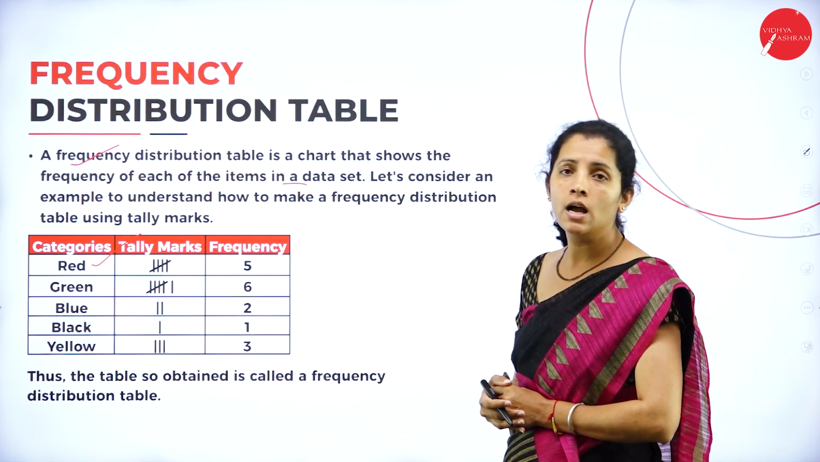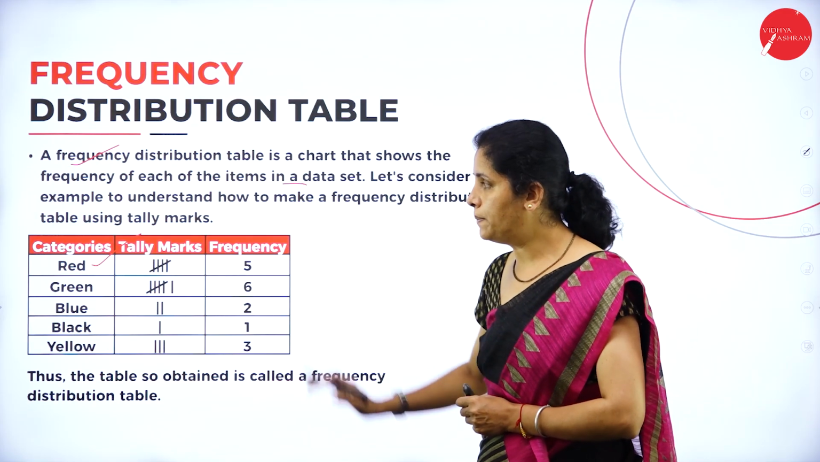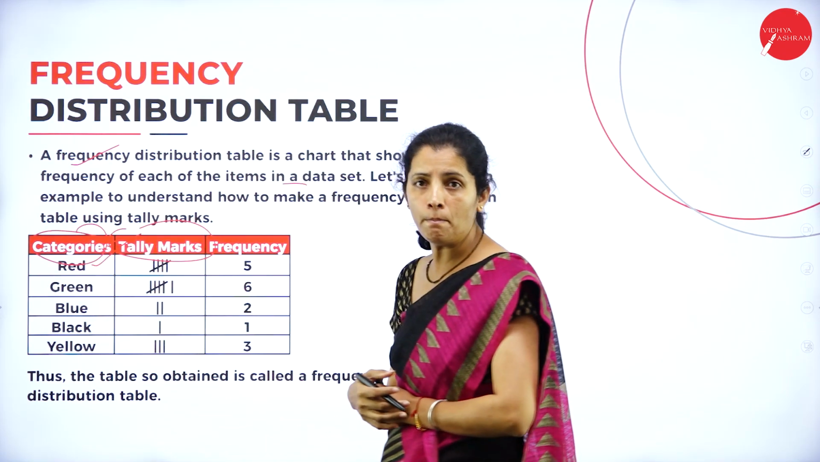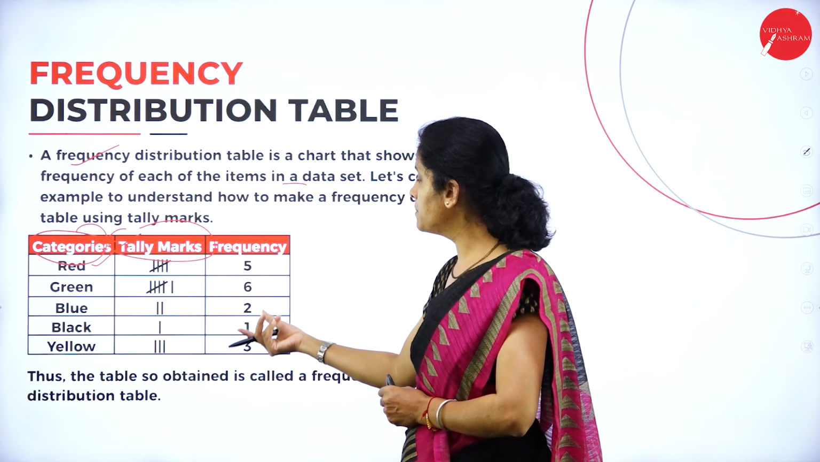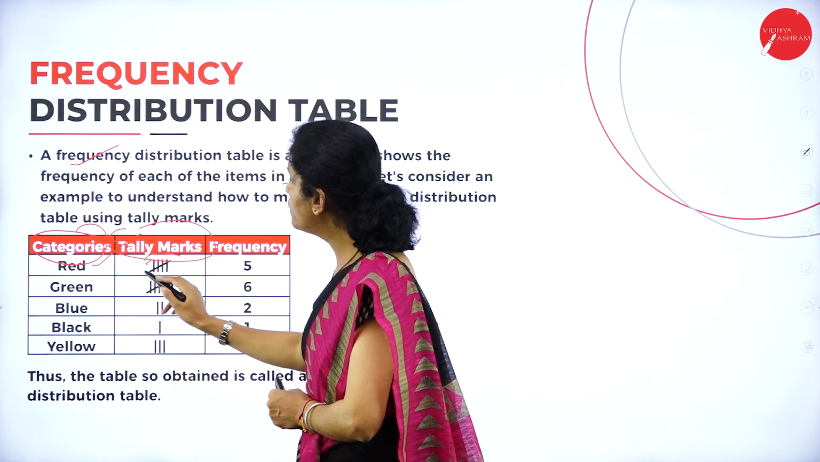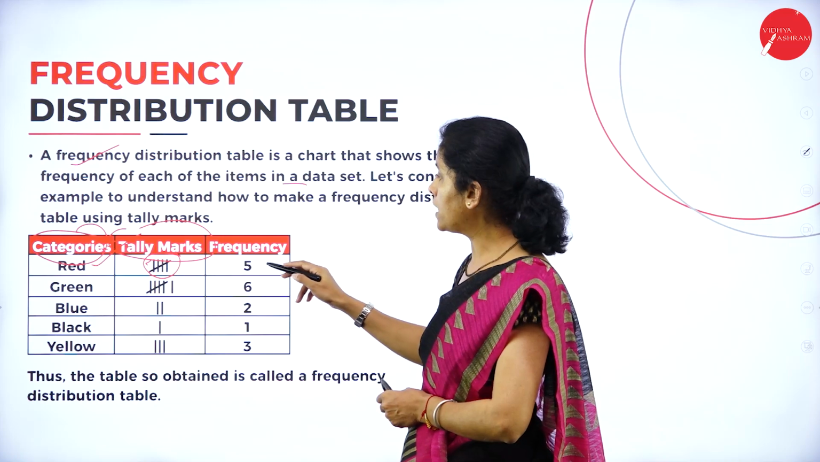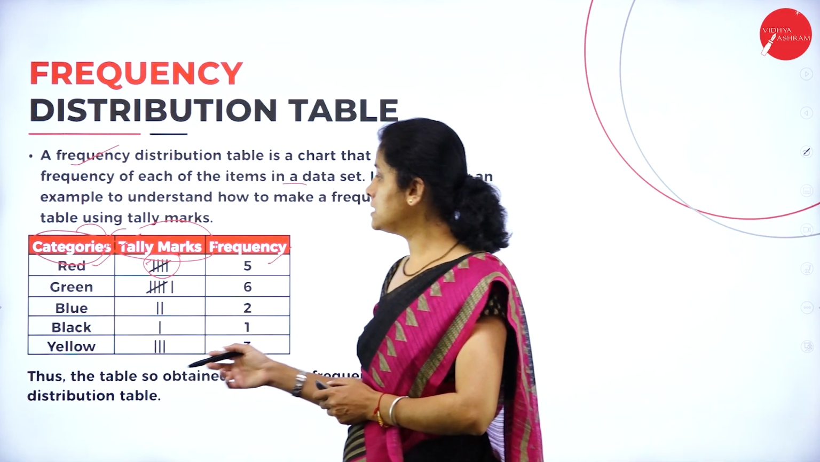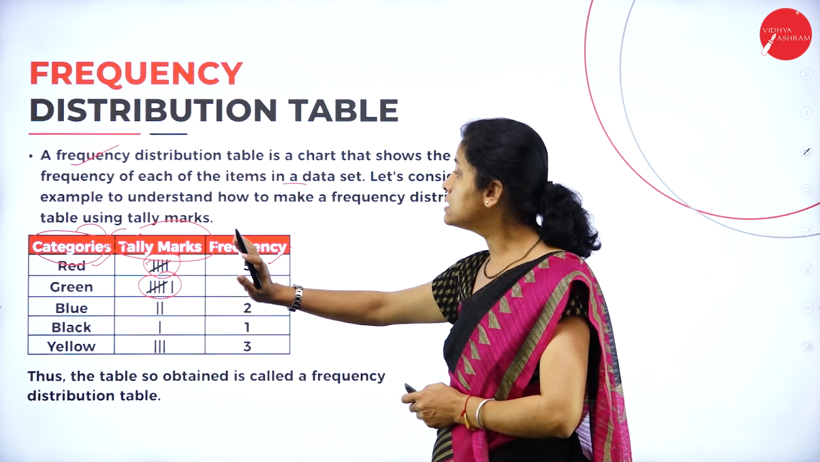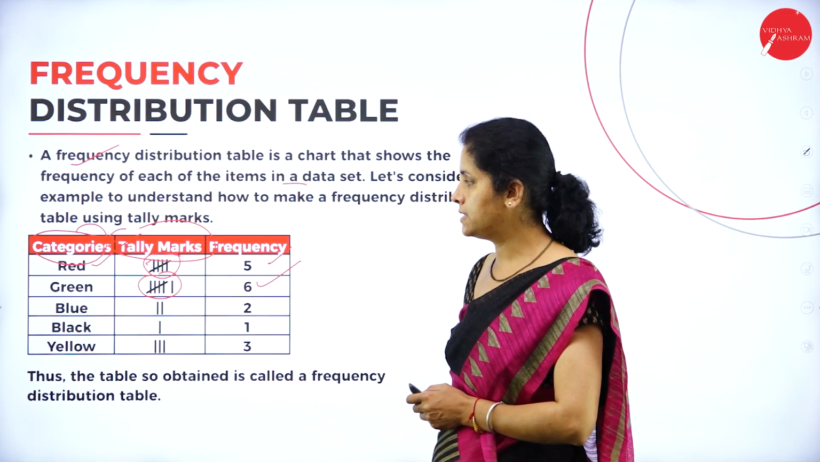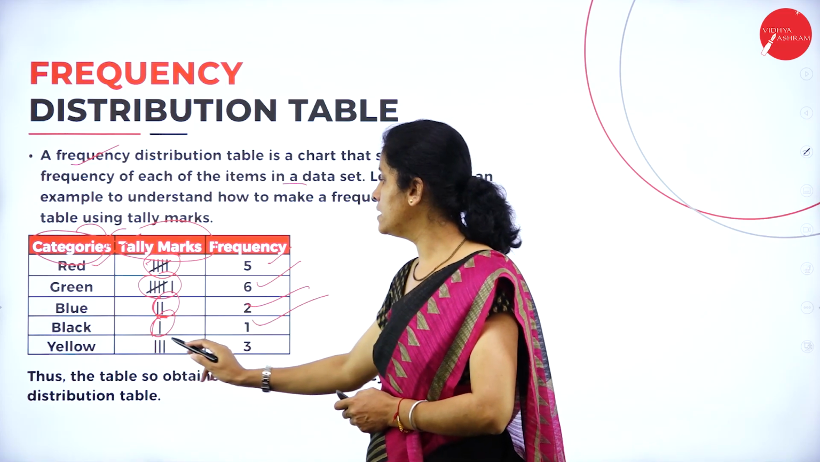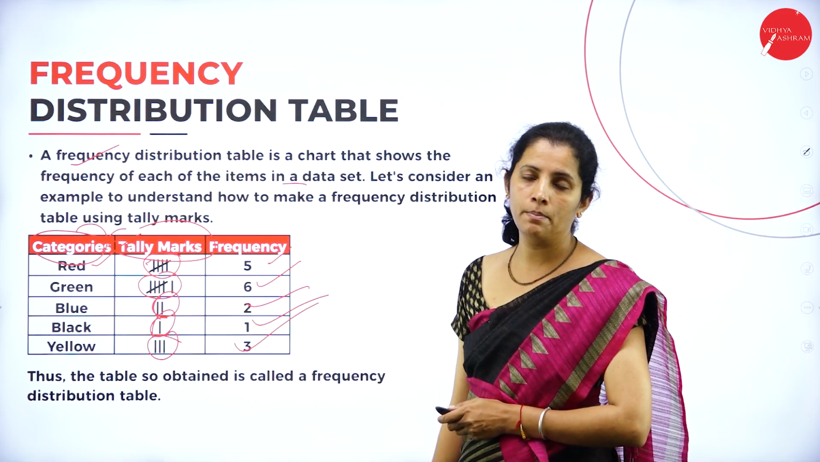So what I will do, I'm going to draw the table and I have the category and I have the tally marks. Okay, and these are nothing but the frequency. And if I consider this tally mark, I have total 5 lines. So what is the frequency? It is 5. If I consider the second row, that is green, I have 6 lines. So 6 is the frequency. Here it is 2, frequency is 2. Here it is 1, frequency is 1. Here it is 3, so frequency is nothing but 3.